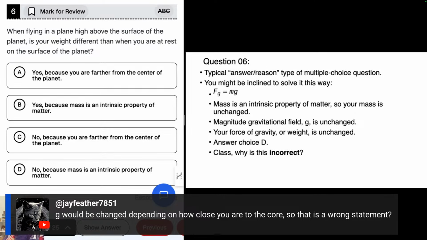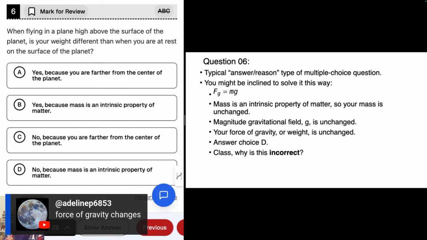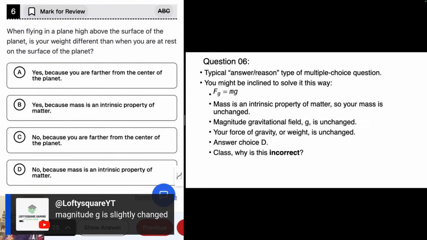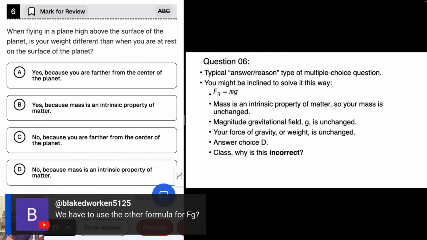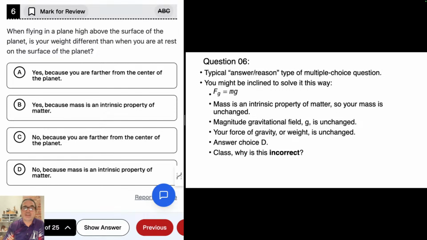G, the acceleration of gravity, is changing depending on how close you are to the core. Sure. Right? So the force of gravity changes. The magnitude of the acceleration of gravity is slightly changed. We have to use a different formula for the force of gravity. These are all correct answers. Okay, so let's take a look.